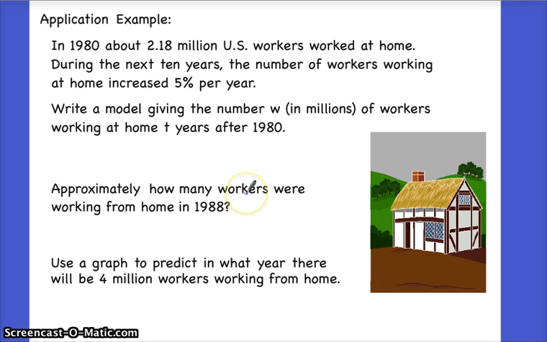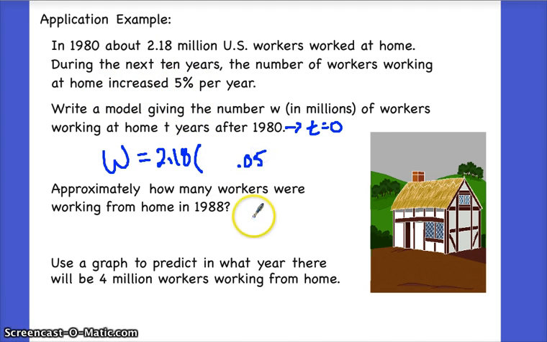And one place we could use that, again, is out in the real world here. In 1980, about 2.1 million US workers worked at home. In the next 10 years, the number of workers working at home increased by 5% per year. So if we wanted to write a model where 1980 is essentially t equals 0, what we can say is the number of workers working at home, W, will be equal to the initial amount, 2.18 million, times. Now we want to increase by 5% per year, but if all we put was 0.05 for 5%, we're going to decrease. Remember, that's less than 1, so our numbers are going to get smaller and smaller, which is why we need to say 1 plus 0.05 raised to the t.